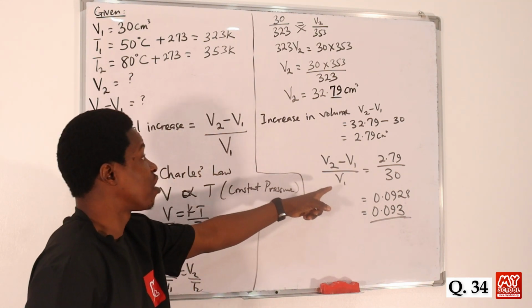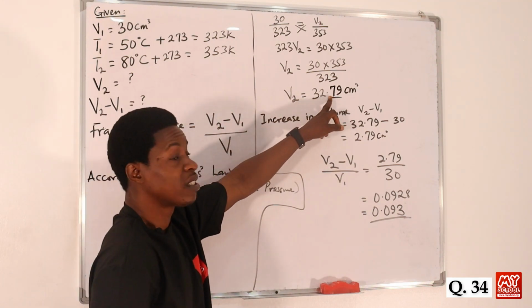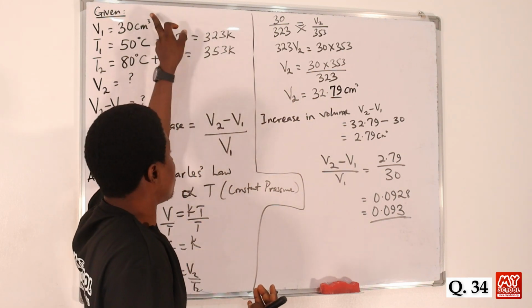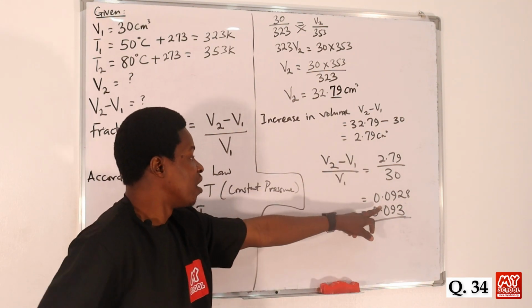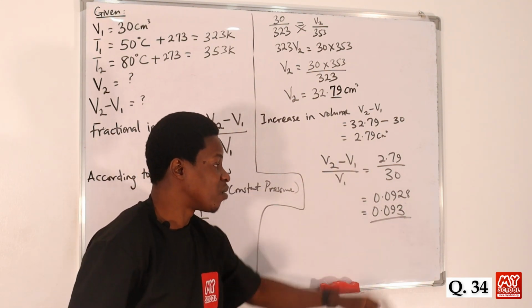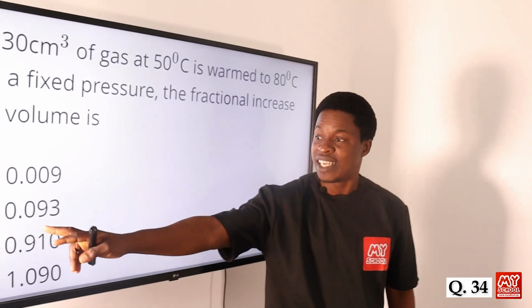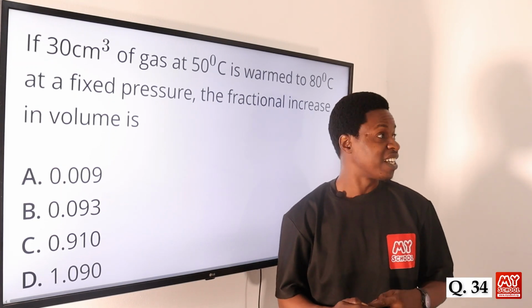So this should be the fractional increase in volume. If we had to just find the new volume, we would have stopped at V2. If we had to find the increase in volume, you just say V2 minus V1. But we're told to find the fractional increase in volume, which is 0.093. So let's move on to the screen. The option that best fits is option B, 0.093. So the correct answer is option B.